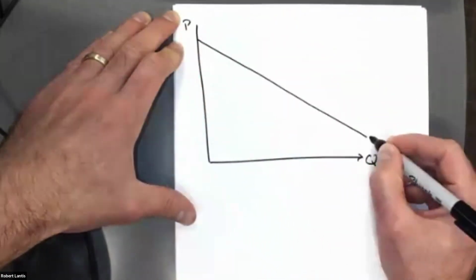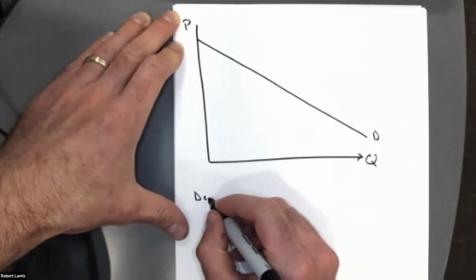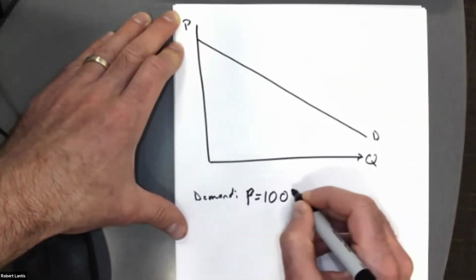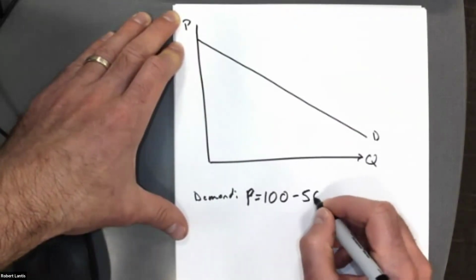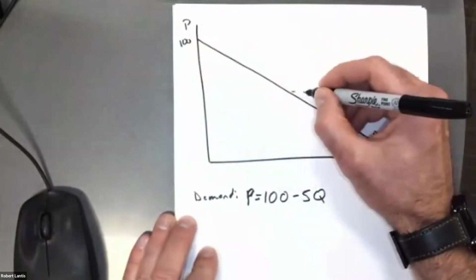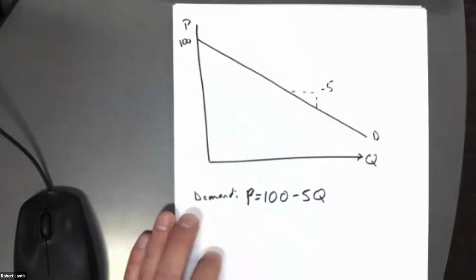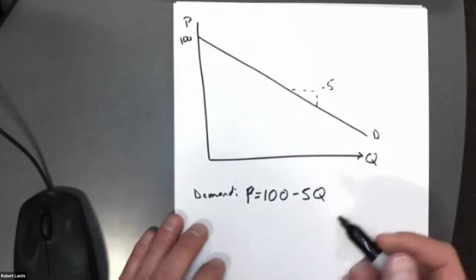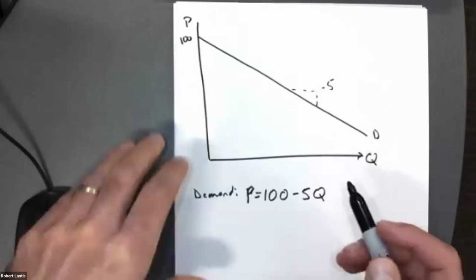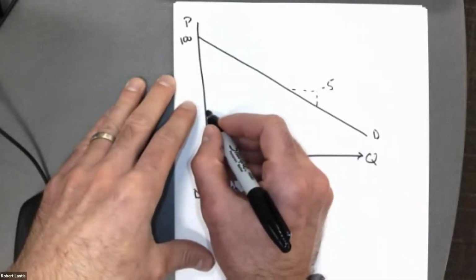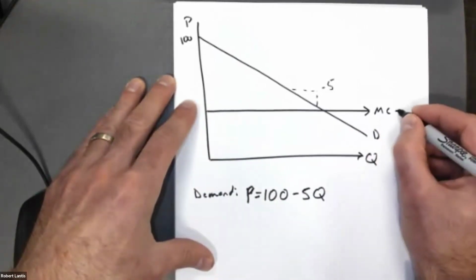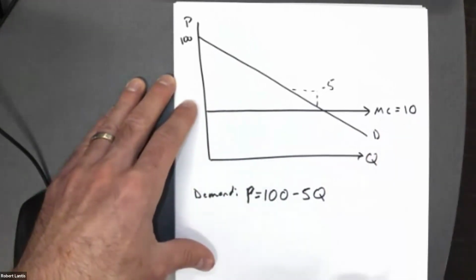So let's say I've got my demand curve, and I was given the demand equation that price is equal to 100 minus 5Q. Okay. So the intercept here is 100, and the slope is -5. I will do this a lot of the time to give you an easier example. Let's say I have constant marginal costs, right? And let's say my marginal costs here are 10. Right?